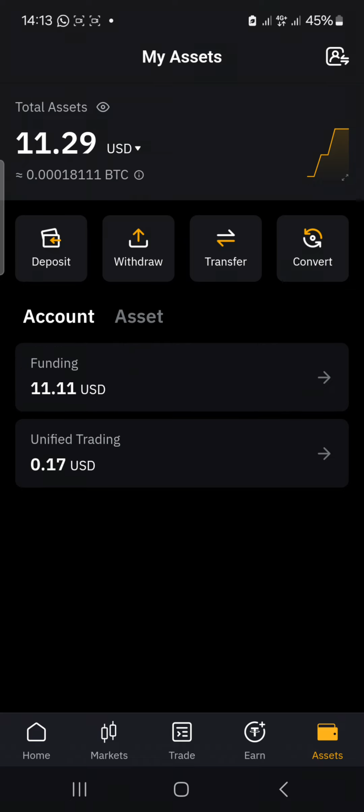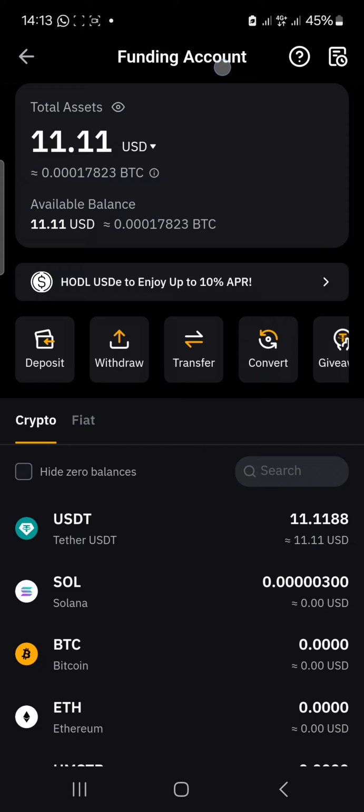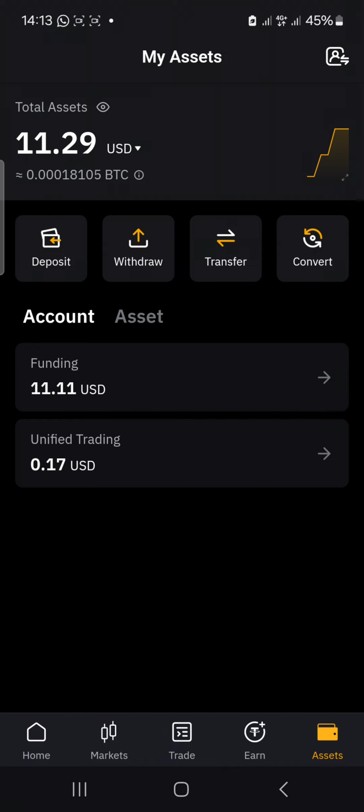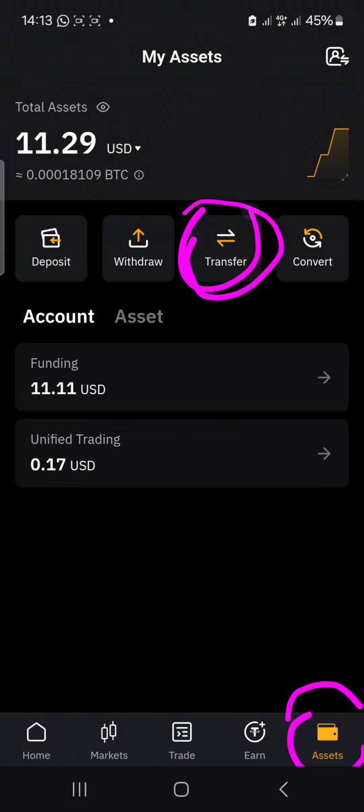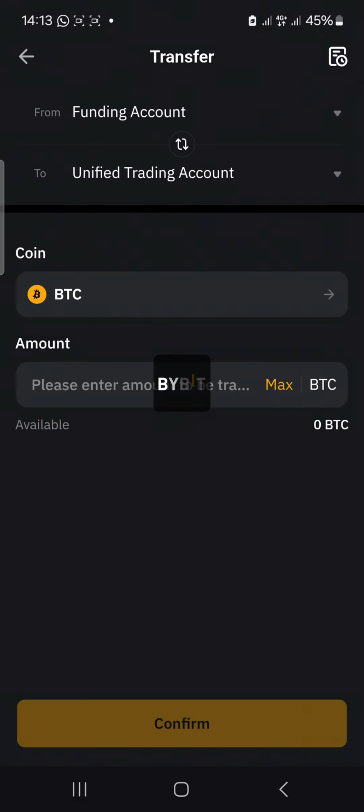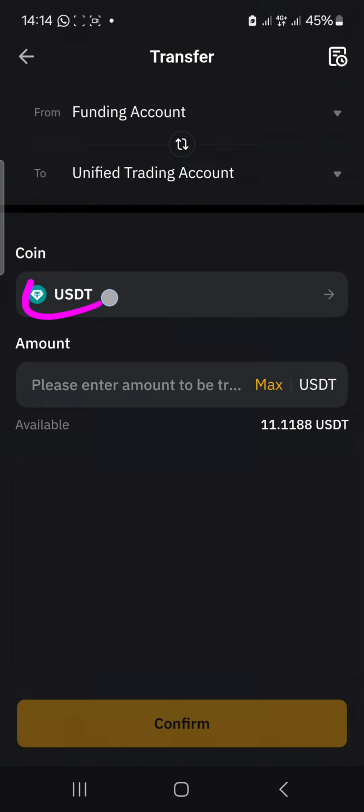How do you do that? As you can see, we have $11 here. Let's click on this, so you see this arrow. I clicked on the arrow. You can see I have 11 USDT here, but it's actually in the funding wallet. We need it to be in the unified trading wallet. How do you do that? You transfer it. To transfer it, simply click on transfer. Remember, you're on assets, so click on transfer. When you click on transfer, you choose whatever you're transferring. Yours is not going to show USDT because probably it's a new account.